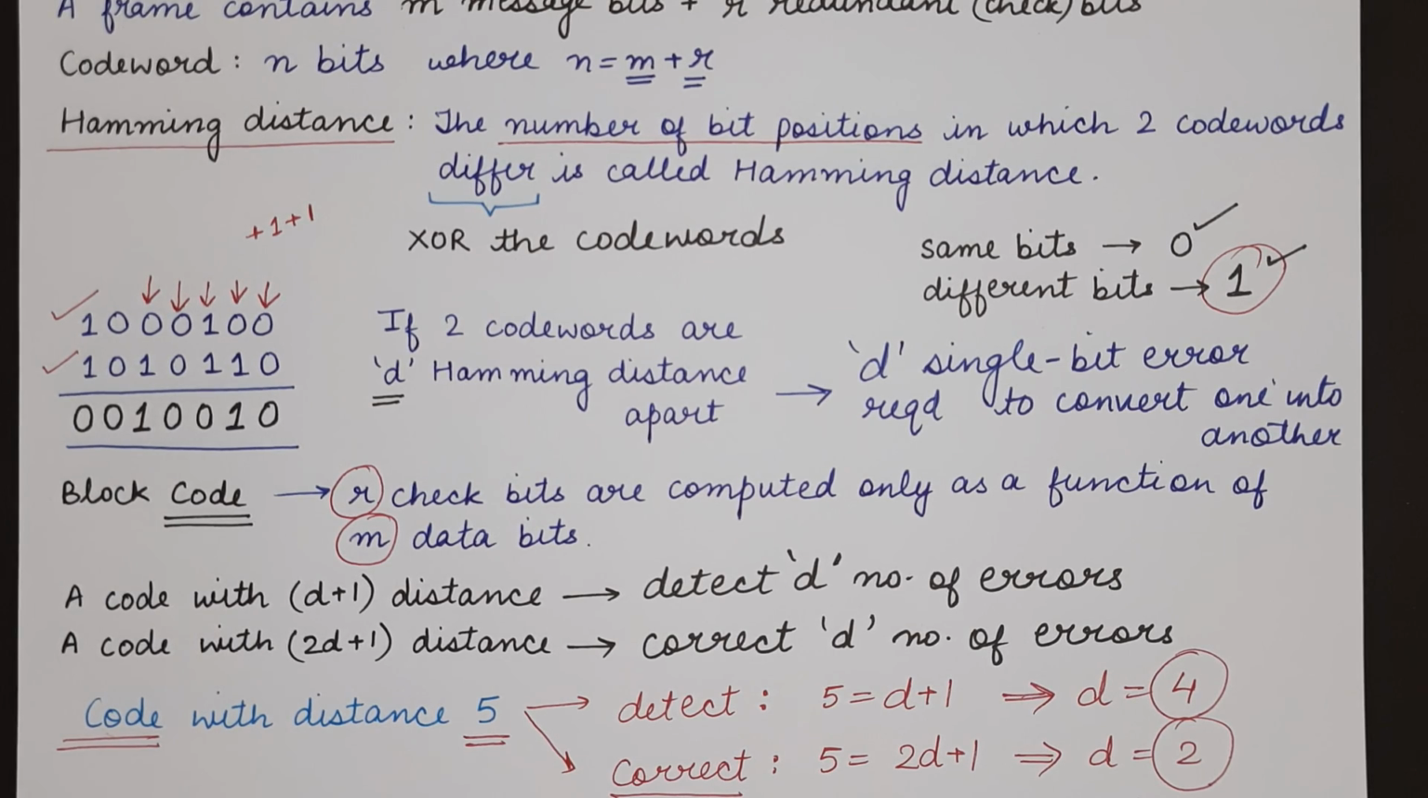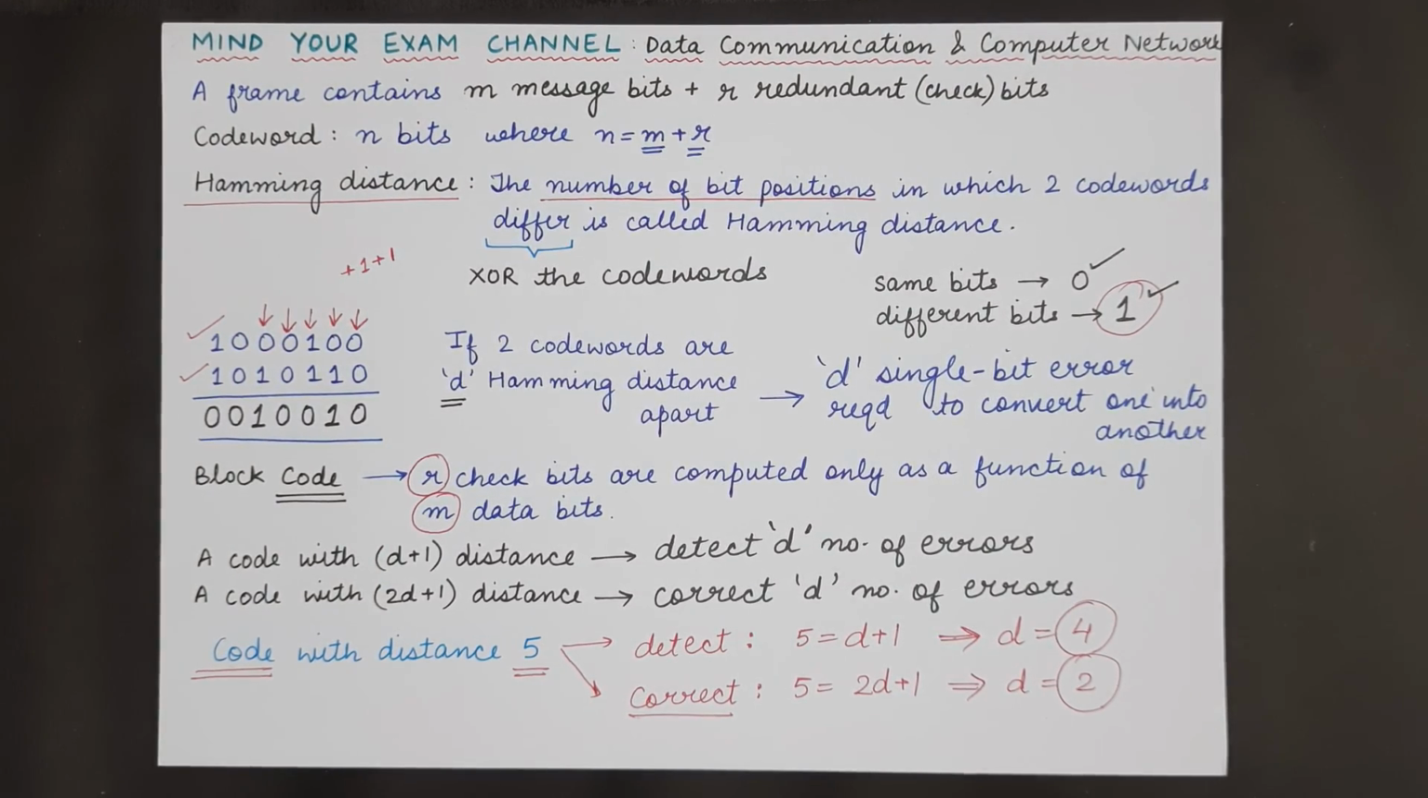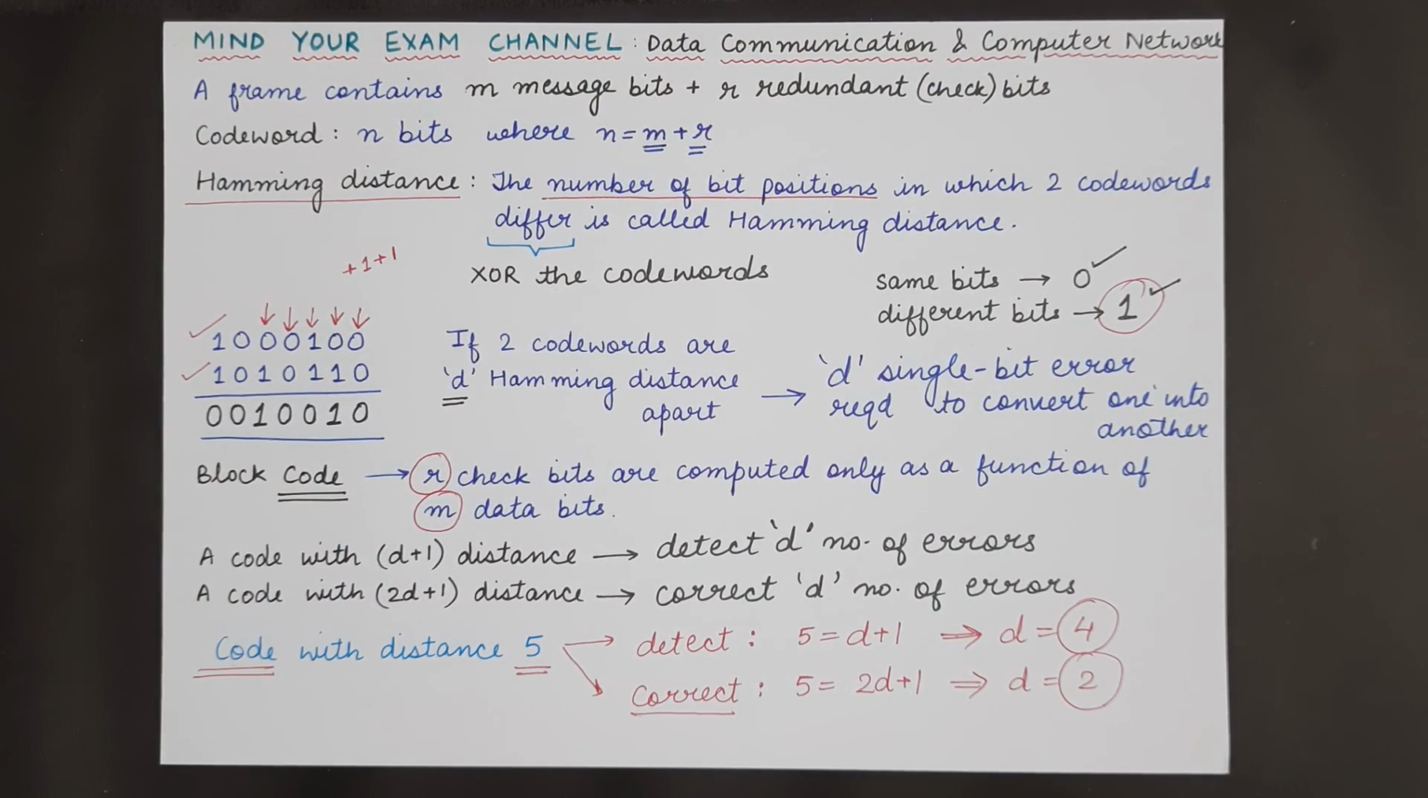So this was all about the important basic terms that are required for understanding Hamming distance and Hamming codes. In the next video, we will be continuing with this topic and learn about more such error detecting and correcting codes. Thank you for watching. Till we meet in the next video.